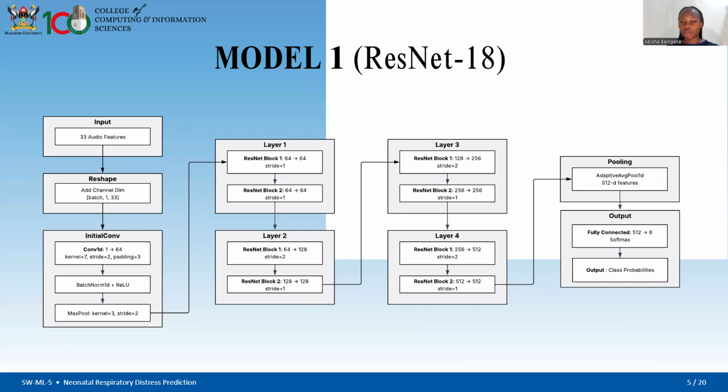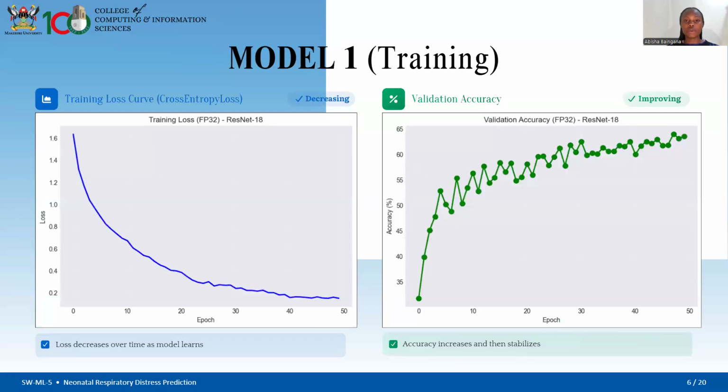So after going through the 4 layers, we start with 64 dimensional features all the way to 512 dimensional features. Then we move on to pooling, where we get the adaptive average pool, and then the output, which will be a fully connected 512 dimensional feature, and our output will be class probabilities. Then these were some of the results from the training of the first model. And here we have our training loss curve, where the training loss is seen to steadily decrease, whereas with validation accuracy, the accuracy was seen to improve with more epochs.